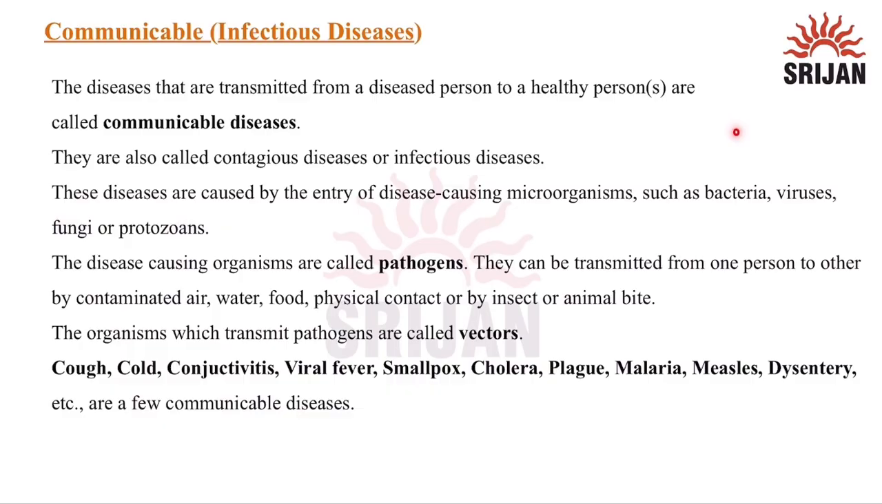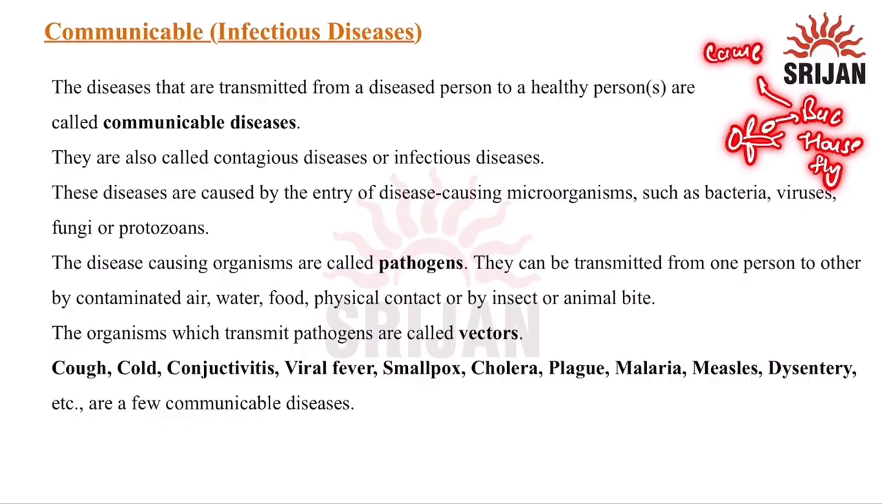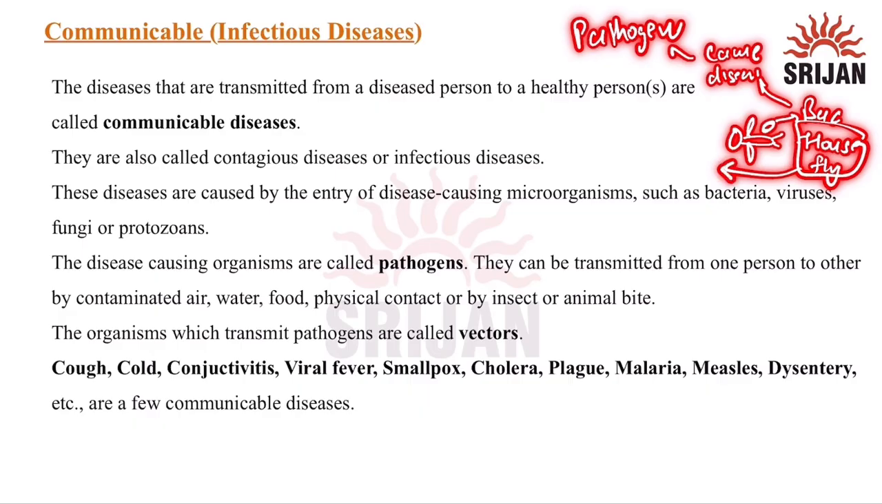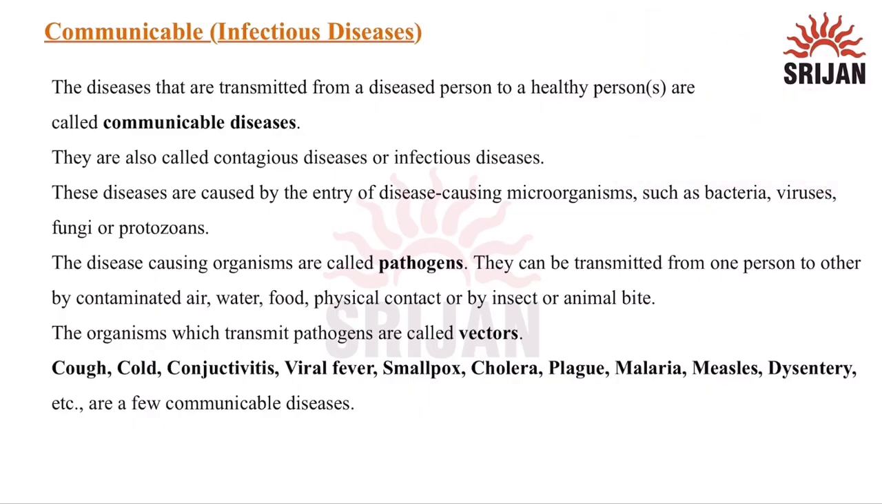Let us suppose there is a housefly, and it is carrying a particular bacteria. So this bacteria will cause the disease. I'll say that this bacteria is a pathogen. But this bacteria is carried by this housefly to us. So the housefly here becomes the vector. Be clear about these two words, that the disease causing organism is called pathogen.